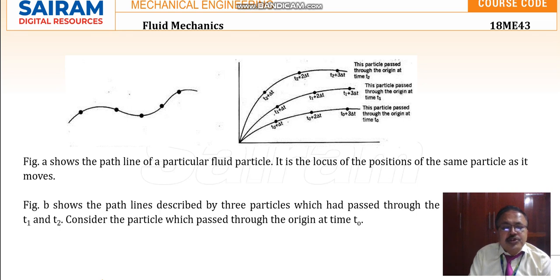Figure B shows the path lines described by three different particles passing through the same origin at times T0, T1 and T2. So the path lines of three different particles are shown here, started through the same origin at the times T0, T1 and T2.